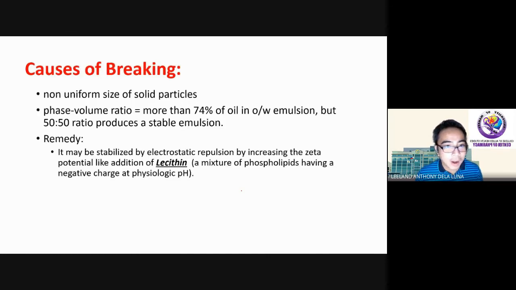Okay? So, what usually causes breaking? Well, pwedeng non-uniform size of the solid particles, kung gumagamit na tayo ng solid particles, or a phase volume ratio of more than 74% of oil in oil and water emulsion. Okay? So, kumbaga, mas marami yung oil kesa sa water. So, tendency niya, ang nangyayari ngayon is, nag-cause siya ng breaking. Again, kasi as much as possible, we try to keep it at a 50-50 ratio. 50% oil, 50% water. Now, one way class to remedy this, to prevent breakage of our emulsion would be, simply to use lecithin. It's a mixture of phospholipids having a negative charge at physiologic pH.